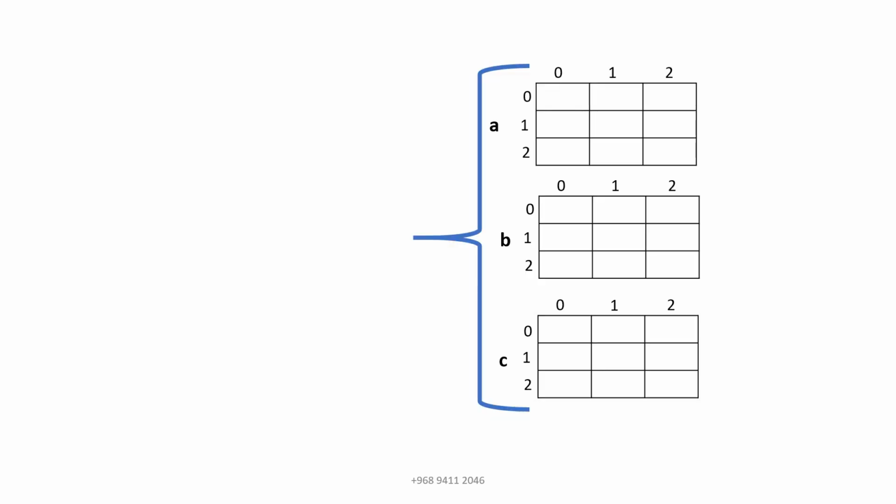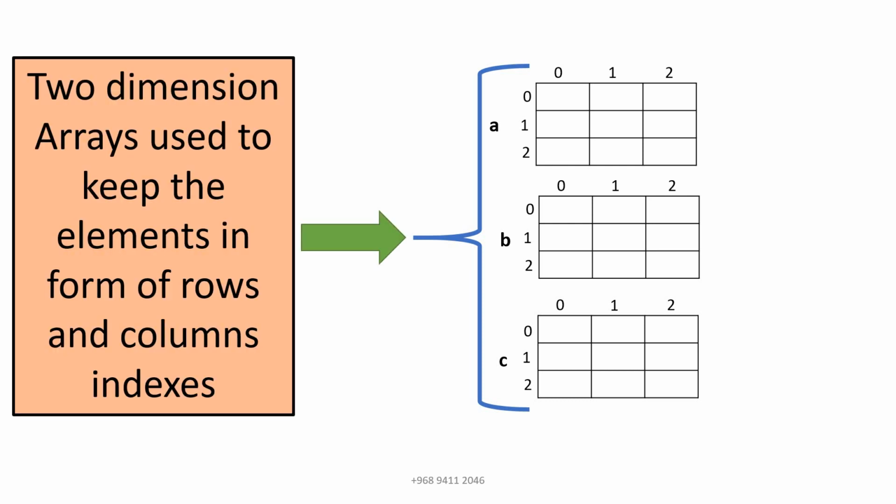And I have taken three arrays, that is two-dimension arrays. Two-dimension array means it can be used to handle columns and rows. These 0, 1, 2 are the indexes that will handle row and column. This two-dimension array is used to keep the elements in the form of row and column indexes.